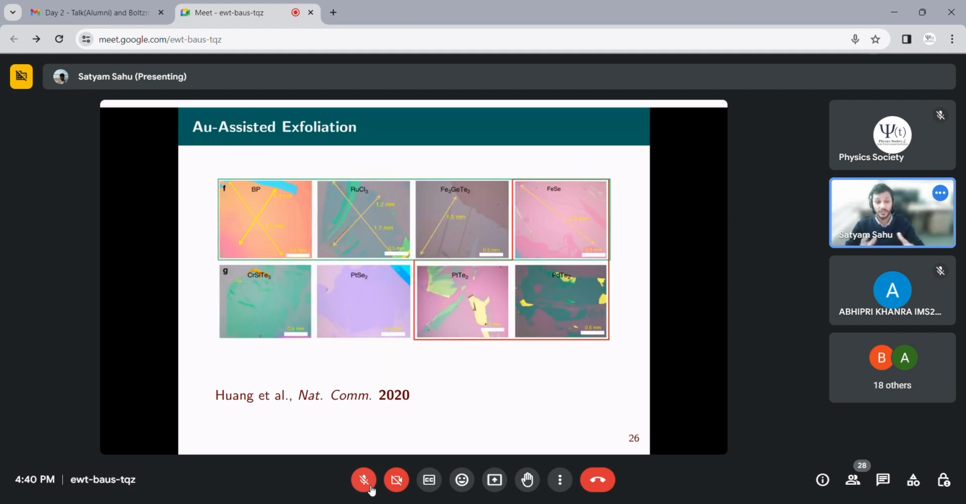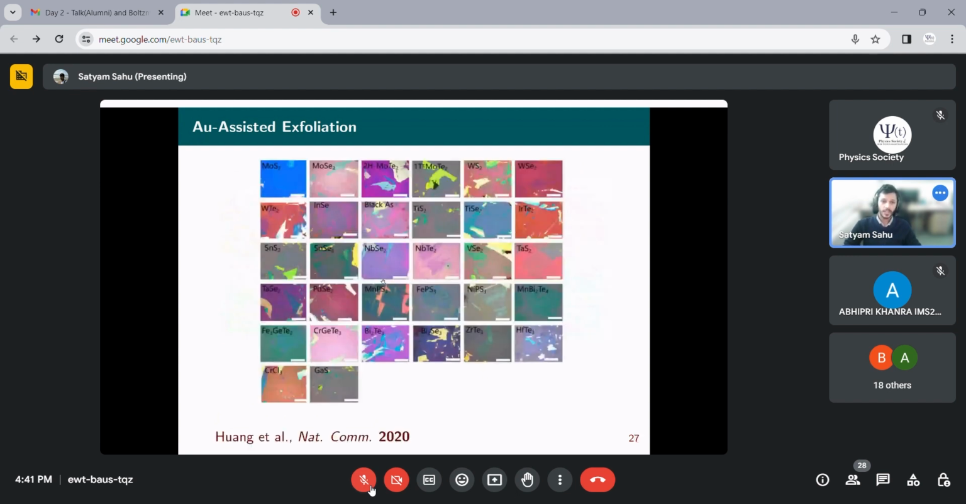So maybe I'll show you some more images of the crystals exfoliated using this method. We have black phosphorus and ruthenium chloride and some other crystals, and then some exotic materials like palladium tellurides, platinum selenides, and then some more crystals here. This was a crazy guy, Huang, who tried to exfoliate, I think, some 40-50 crystals, and they published a very good paper just by exfoliating the crystals.